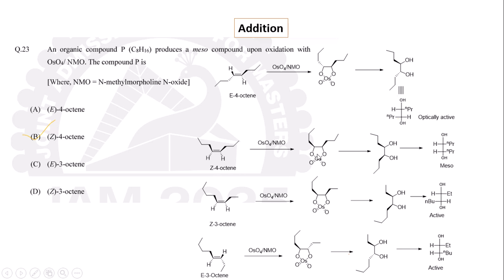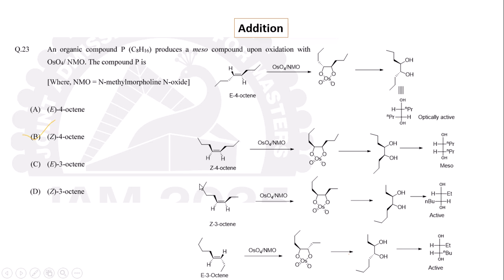Z-4-octene, after the cis hydroxylation, the two N-propyl groups come in the same direction. Here the two propyl groups are in the same direction, and after Fischer projection, they also come in the same direction. So it is the meso compound, that is the erythro compound, and there is a sigma plane present, so it is the erythro compound.